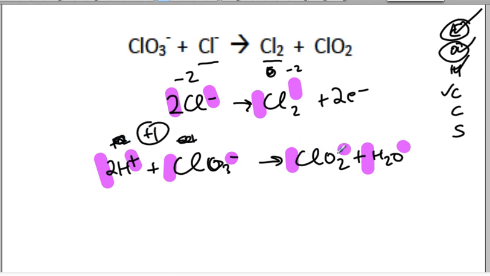This is 0 and 0. So I have a positive 1 and 0. So I add 1 electron on this side, and I'm balanced with my charge on this. Done. Then I have to cancel the electrons.